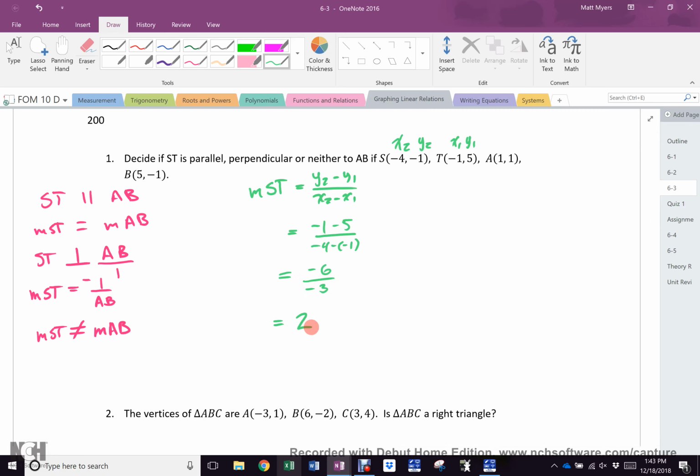Are these the same? Yeah. They are perpendicular. Why? Because what should this really be? 2 over 1. Did they reciprocate? Yes. Did they change signs? Yes. So they are perpendicular. Does everyone understand? Yes. Okay. Read the next question.